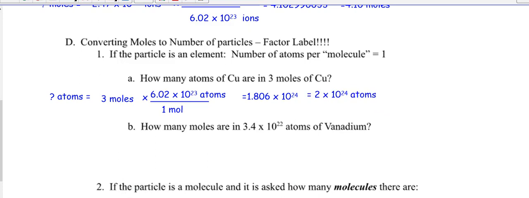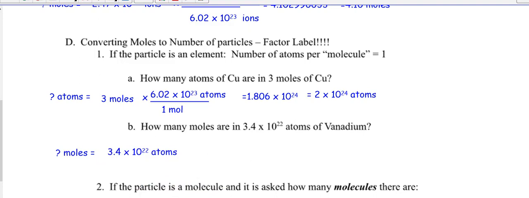Okay, so now what? How many moles? Sounds like we've already done something like this. Why don't you do this one? You don't need me. You do it. Pause this. Do it. Okay, welcome back. Hopefully you got it.